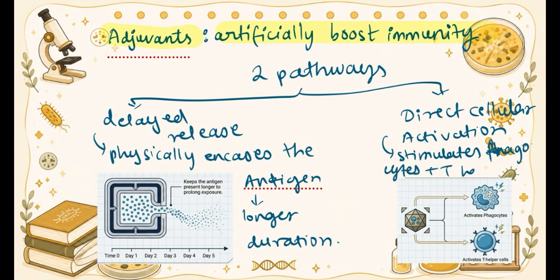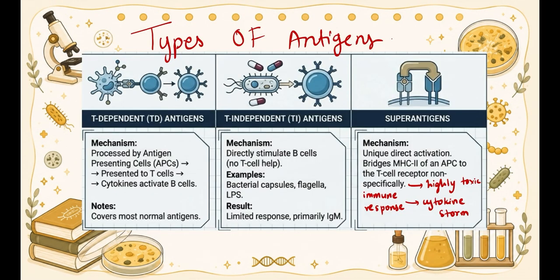As we continue breaking this down, we biologically classify antigens into 2 standard pathways. T-dependent antigens represent the vast majority of normal threats we encounter. They require a very meticulous, multi-step process. First, they're processed by antigen-presenting cells, then they're formally presented to T cells, which finally release cytokines to activate the B cells. It's a highly regulated, secure chain of command.